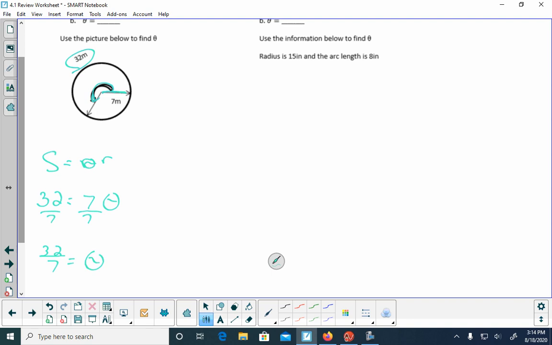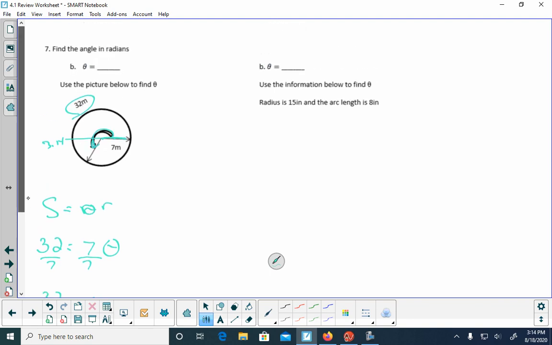I can just leave it like that, or I can change it to a decimal, but my units are going to be radians. I'm willing to bet that, you know, pi would be 3.14 radians, so it's going to be probably 4-ish radians if I do that.